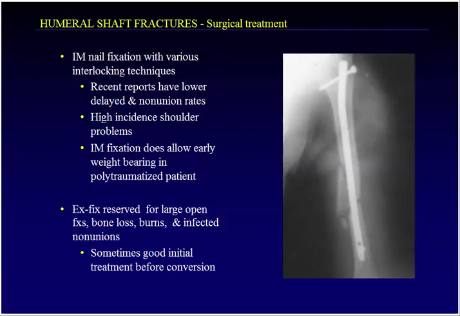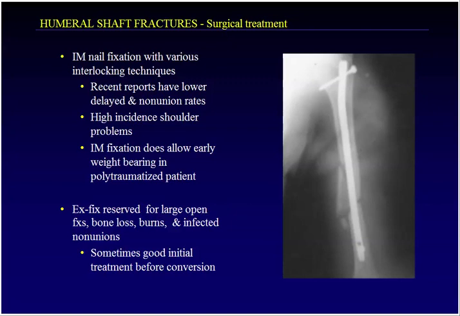What about intramedullary nailing of humeral shaft fractures? Well, multiple different interlocking techniques are available. Intramedullary nailing of humeral shaft fractures has traditionally had kind of a bad reputation, if you will, in the literature due to both a relatively high incidence of non-union as well as significant problems with shoulder function postoperatively.